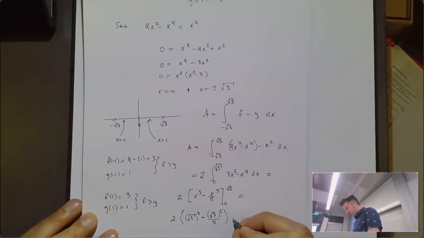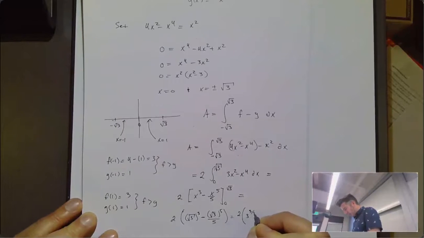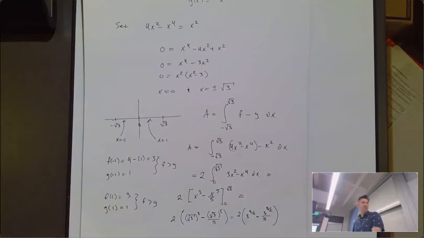If you really want, you could rewrite this as 2 times 3 to the 3 halves minus 3 to the 5 halves over 5. There is more simplifying that could be done, but it's not really worthwhile. It's not going to show you anything new that's particularly interesting.